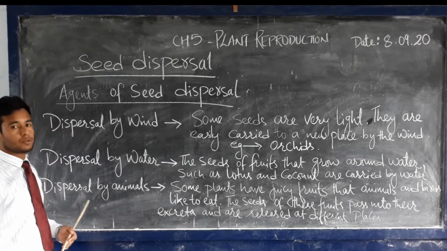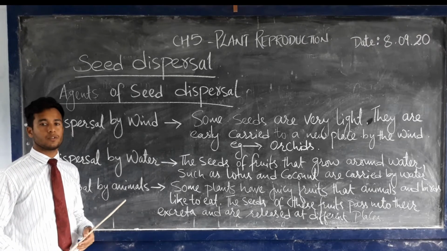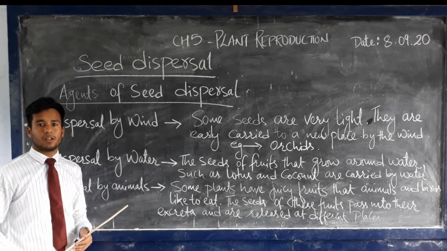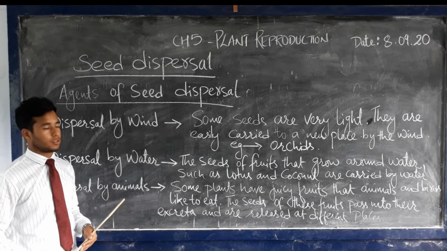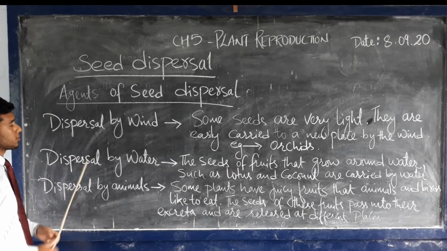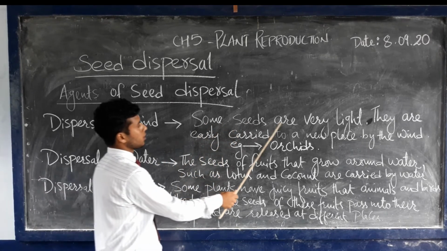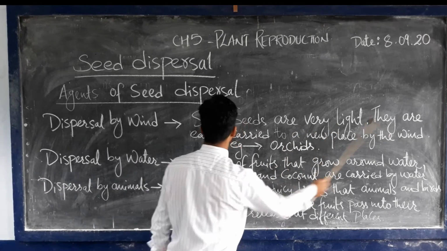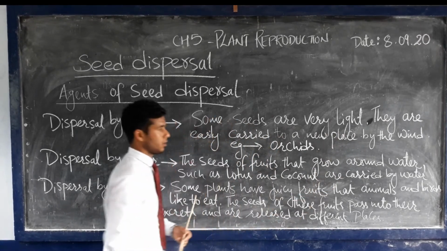So as I told you, there are 4 different factors which help in dispersal of seed: air, water, animals and human beings. So let us start with the first one, that is dispersal by wind. Now some seeds are very light, they are easily carried to a new place by the wind.